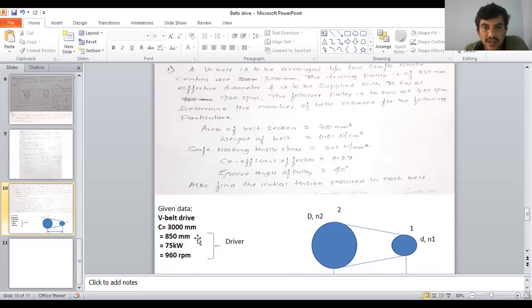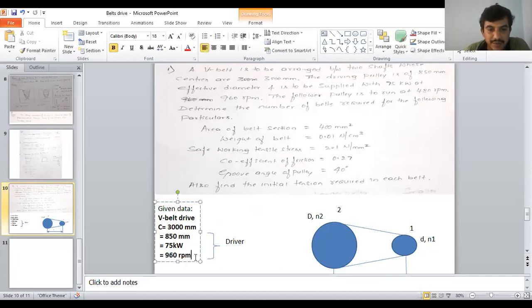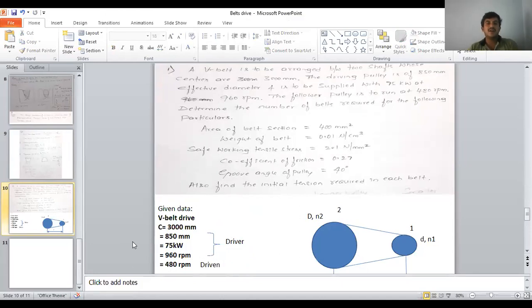Next, the follower is to run at 480 rpm. Now this is the data related to what? Driven system. Now tell me which is driver and which is driven.